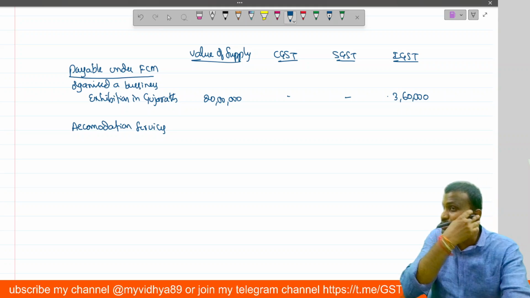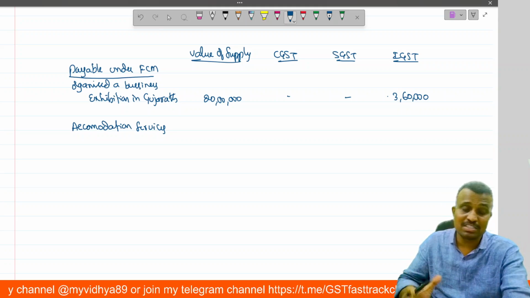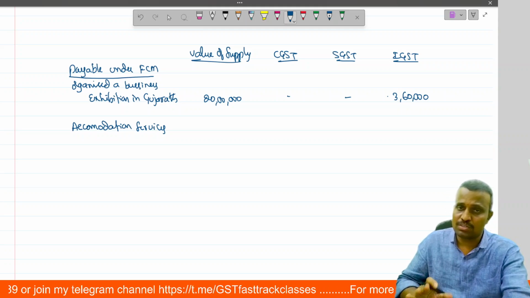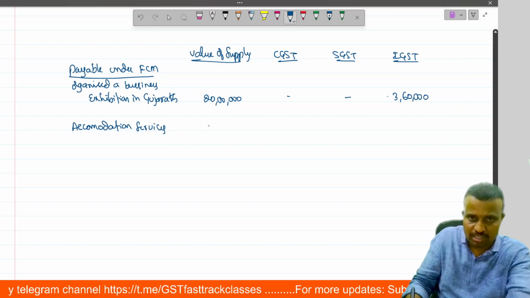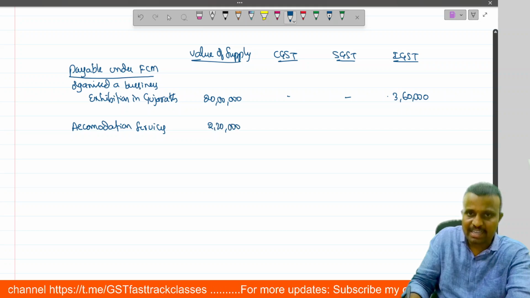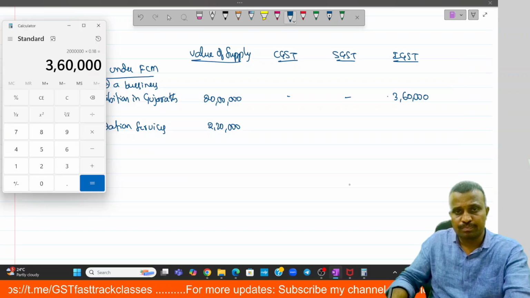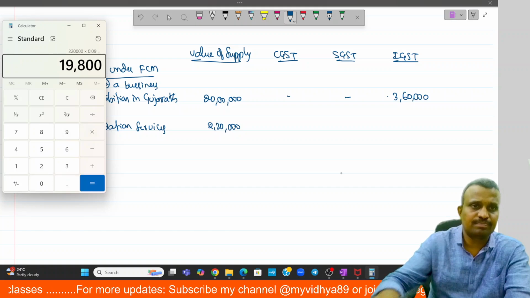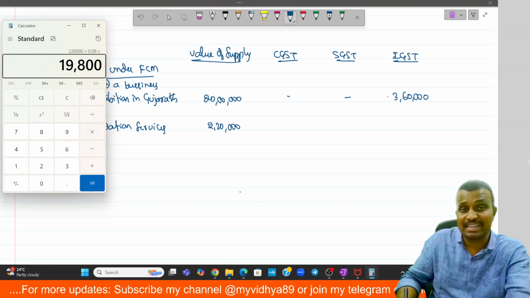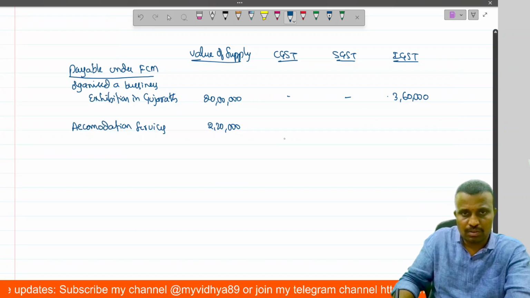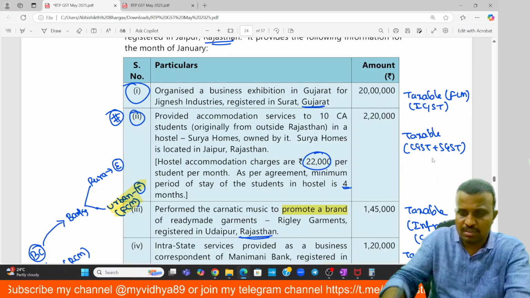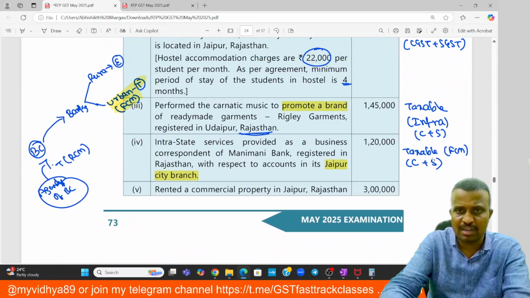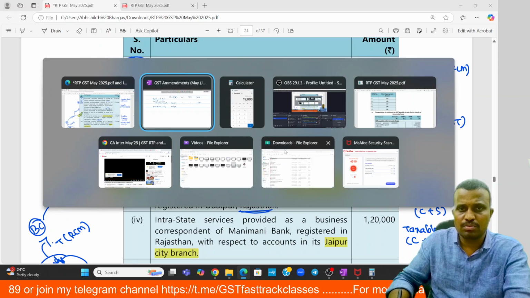And another one, accommodation services. Here the value is more than 20,000 per month per member, and the stay is for a minimum of 90 days, but the value is not satisfying the condition, so that's why it is taxable. How much amount? 2,20,000. But it is an intra-state supply. So 2,20,000 into 9%, how much? 19,800. So what are the rates we have? 9% and 9%. So 19,800.